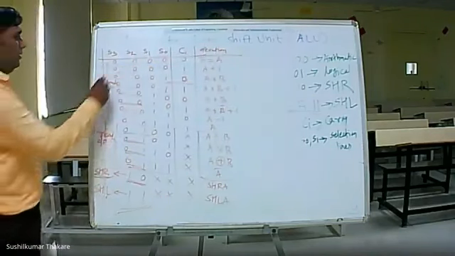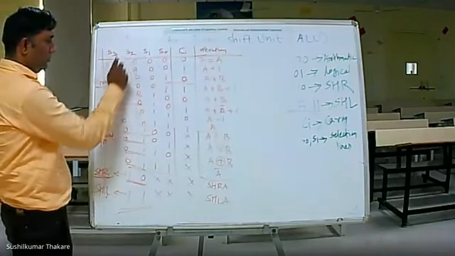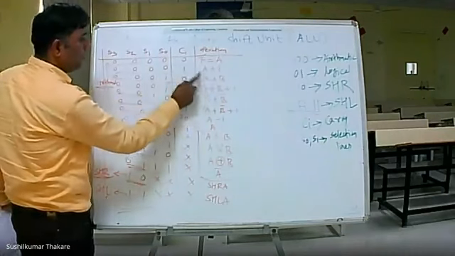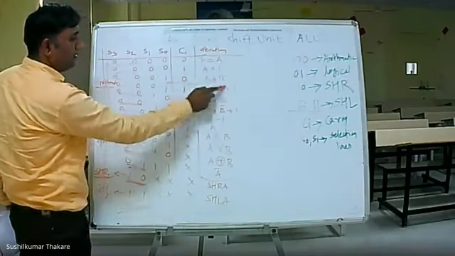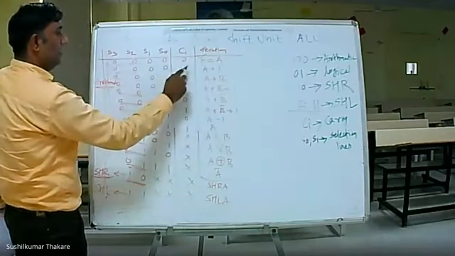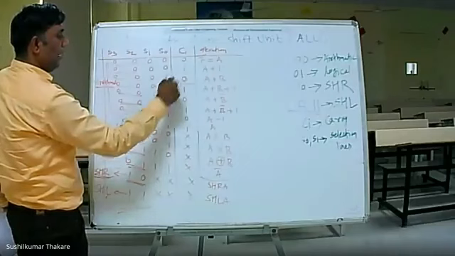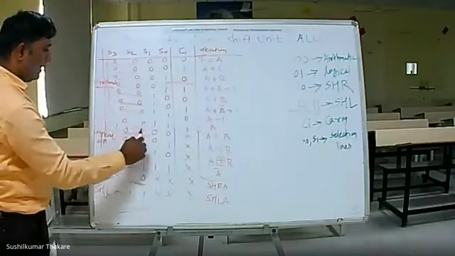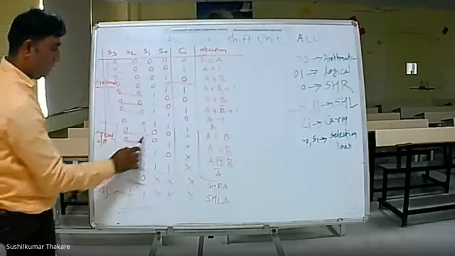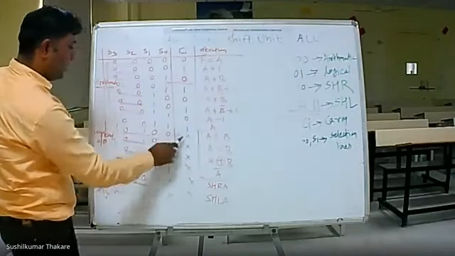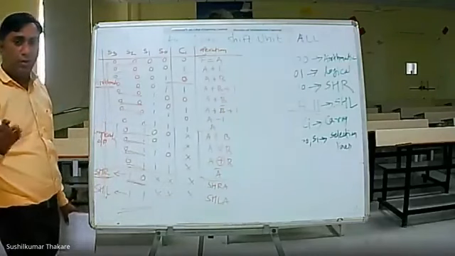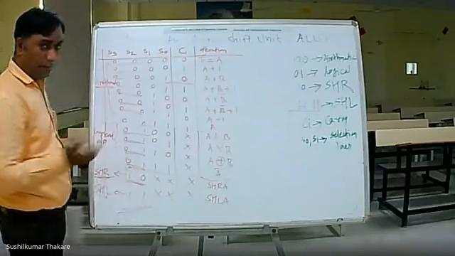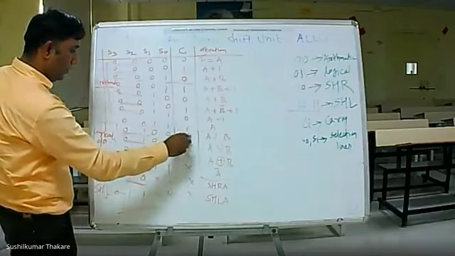So always remember these select lines. Suppose 0 0. Okay, that means arithmetic operations are going on. That's why arithmetic operations: A plus 1, A plus B plus 1, and so on. These are the arithmetic operations. Then 0 1, the logical operations. You know that in logical operations, no carries are available. So no carry input. That's why this is the don't care condition.